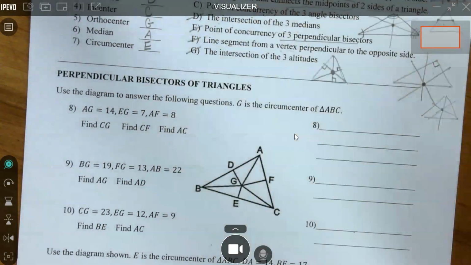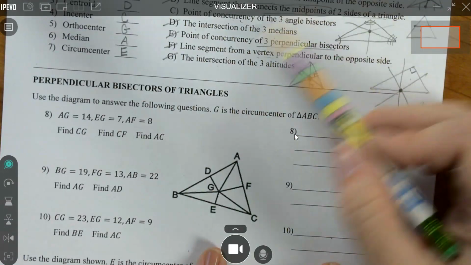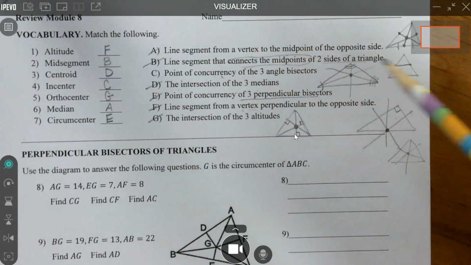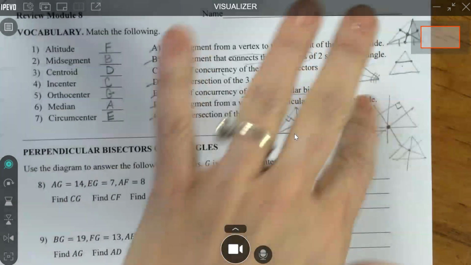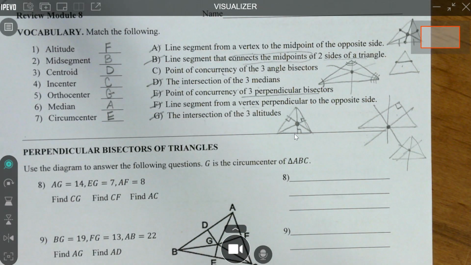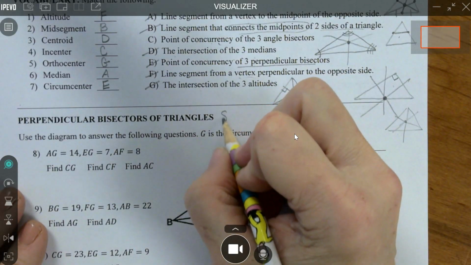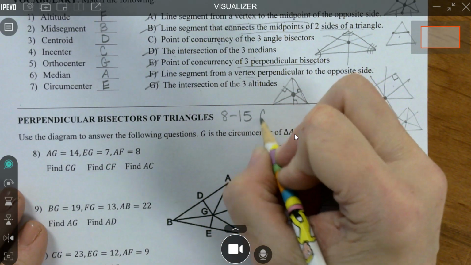All right, we got all that. This stuff is on your graphic organizer. So hopefully between these sketches and that, you'll do great on the vocab. Okay, 8 through 15 is circumcenter.